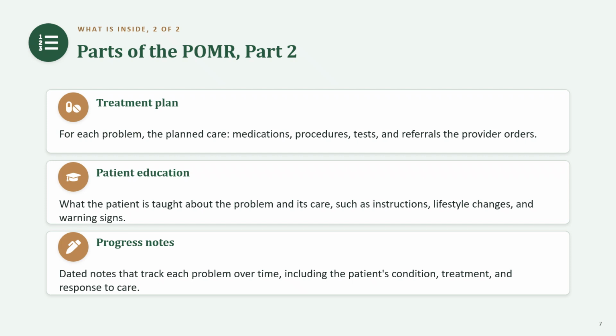Third is the progress notes. These are dated notes that track each problem over time, recording the patient's condition, the treatment given, and importantly, the response to care, whether the problem is improving, is stable, or worsening. Notice that the progress notes are where the SOAP format usually lives, which is our perfect bridge to the next section. So the full POMR is database, problem list, diagnosis, treatment plan, patient education, and progress notes, all organized around the numbered list of problems.